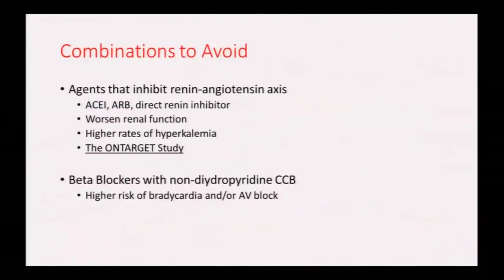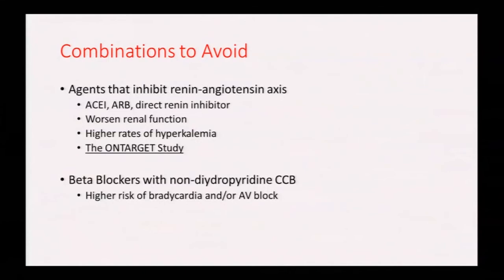Combination therapy, just reminders, things to avoid. Avoid combining ACE, ARB, or direct renin inhibitor. If you want to look at the evidence behind that, look at the ONTARGET study. And this study showed that if we combine telmisartan and ramipril, and those are the 2 agents they studied, it actually reduced proteinuria, but it led to worsening in kidney function and also higher rates of hyperkalemia.